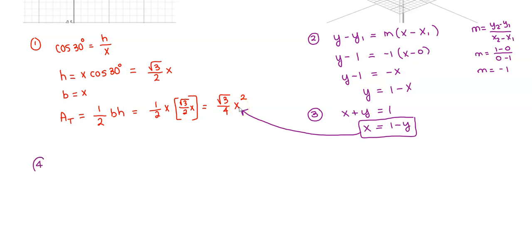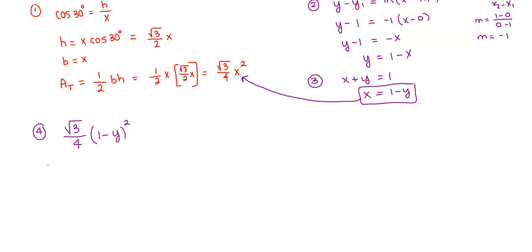So in step 4, we have the square root of 3 over 4, and we're plugging in for x, 1 minus y squared. And so therefore, we would say that the area in terms of y is going to equal the square root of 3 over 4. Now, if we square this, this is a perfect square trinomial, so we're going to get 1 minus 2y plus y squared.